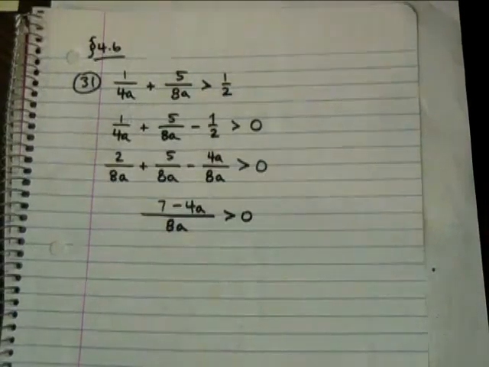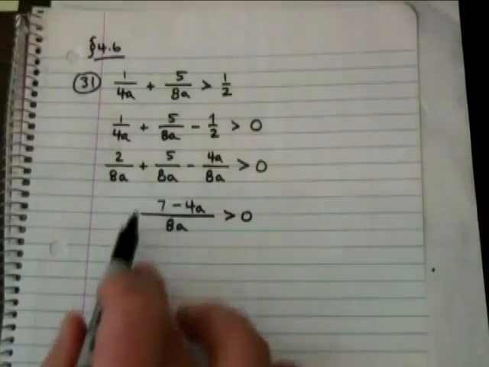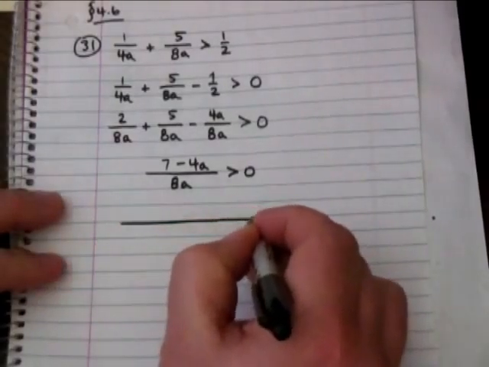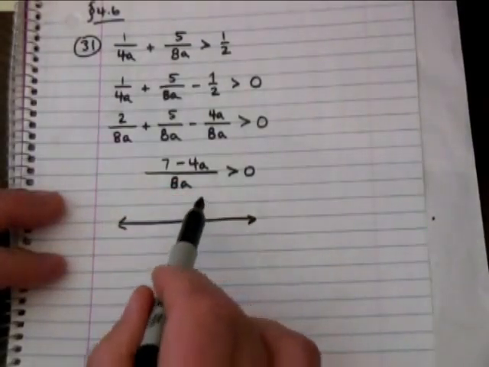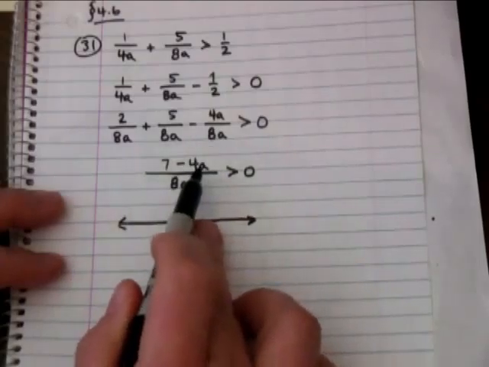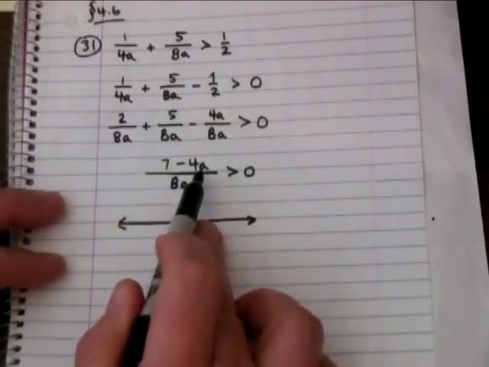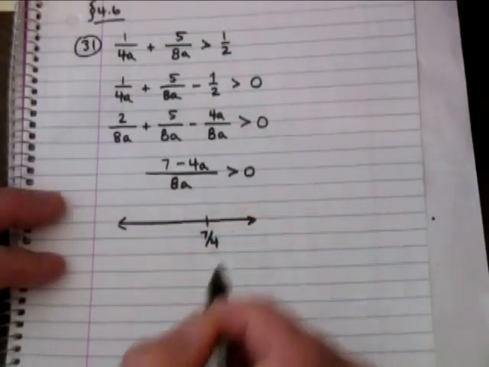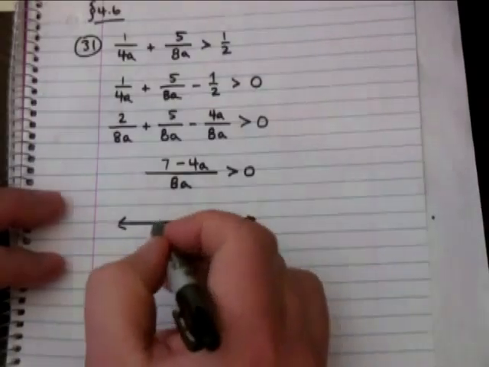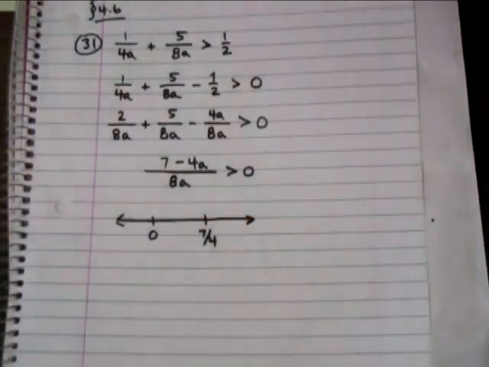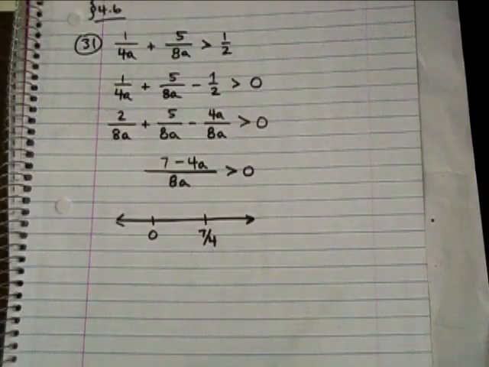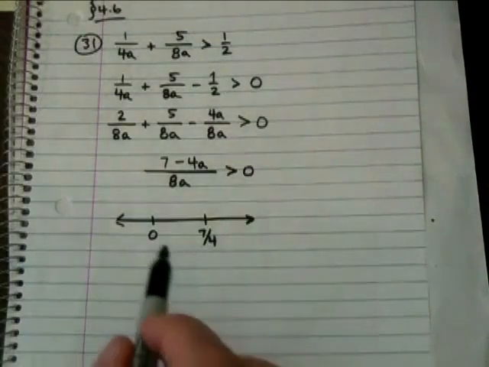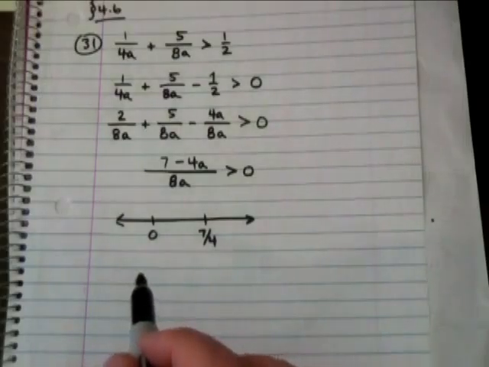Now in this particular case, different from section 4.6 problem 30, I really don't have any factoring that needs to be done at this point. I can just jump right to figuring out what my critical points are. In this case, what makes the numerator equal to 0 is the number 7 over 4. If a were equal to 7 over 4, that would make the numerator 0. And the denominator would be 0 if a was equal to 0. So those are my critical points in this particular problem. Then I need to test each region, just like I did in problem 30.